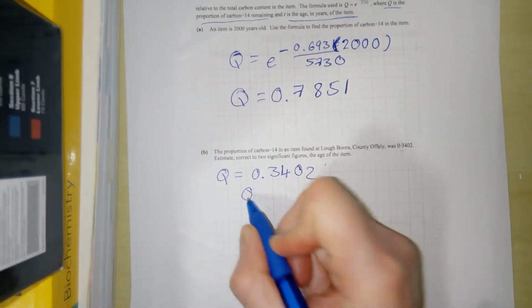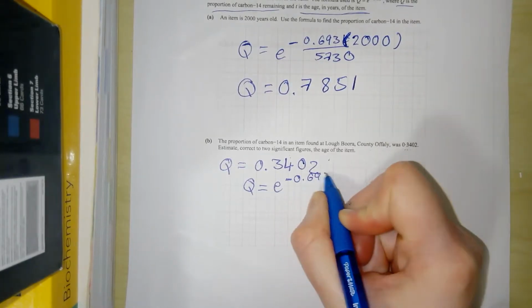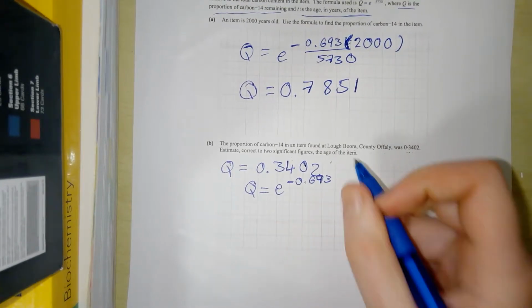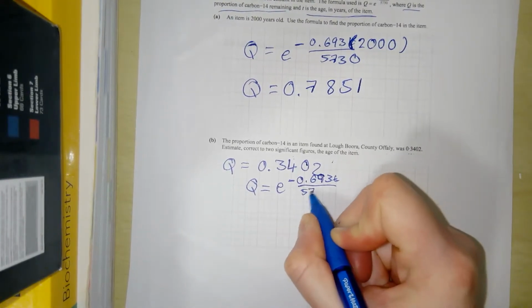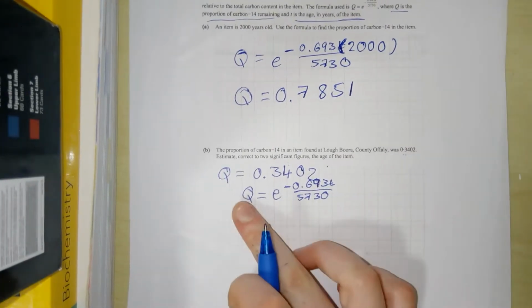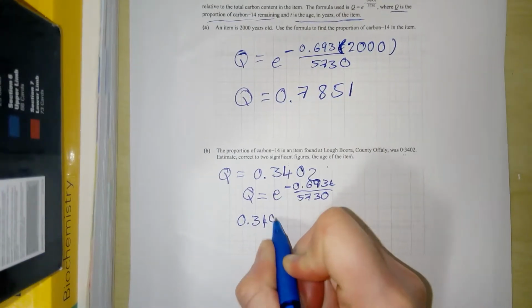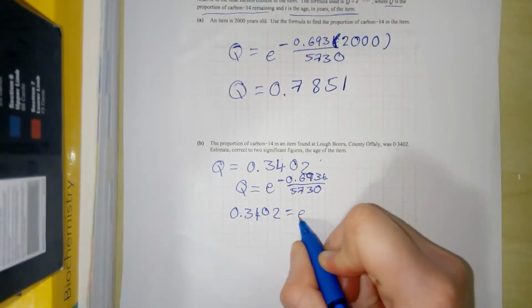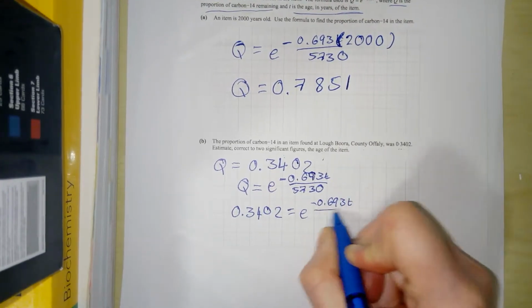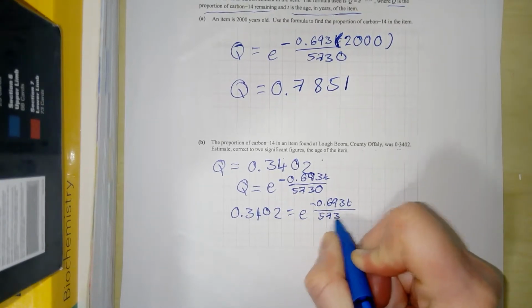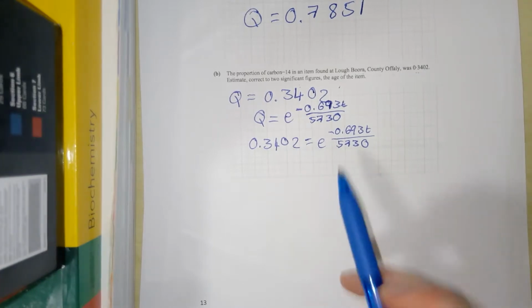So our formula is e to the minus 0.693 T over 5730. We know that Q is 0.3402, so that's equal to e to the minus 0.693 T over 5730. We want to get e by itself.